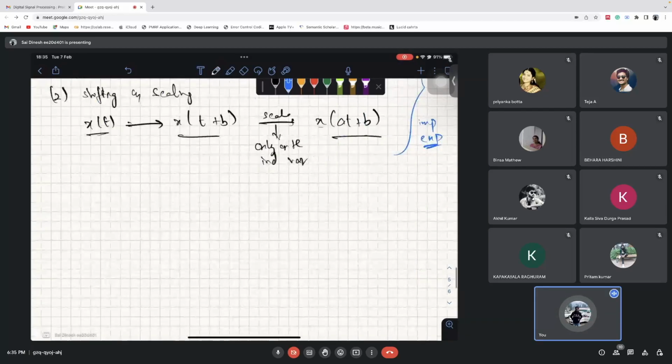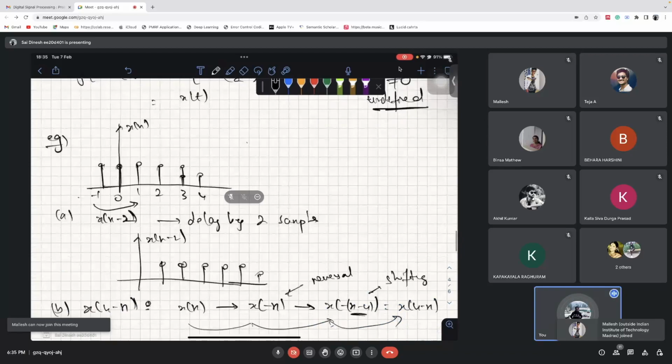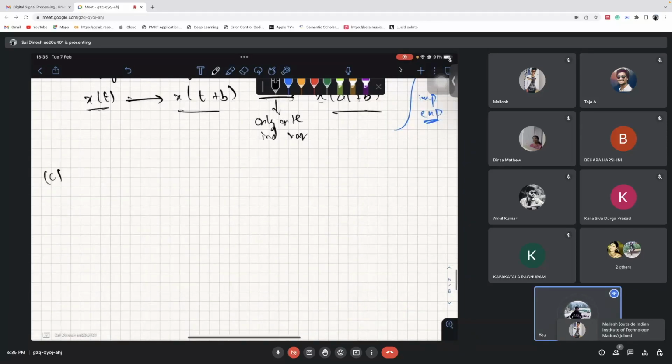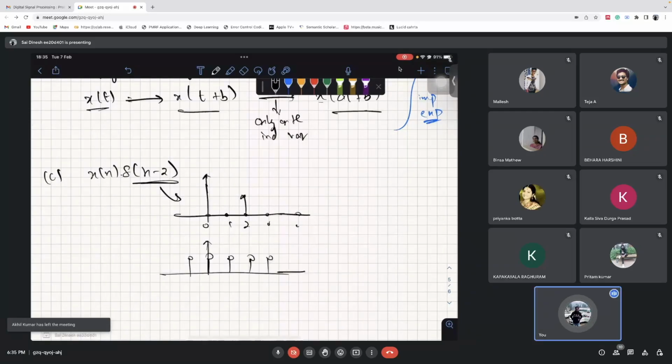And then let's say you have another type of scaling. So you have x of n into delta of n minus 2, for example. What is delta of n minus 2? Delta of n minus 2 would be the impulse signal shifted by two samples, right? So 0, 1 like this. Now you are multiplying with the signal that you have here. So this is x of n, this is delta of n minus 2.